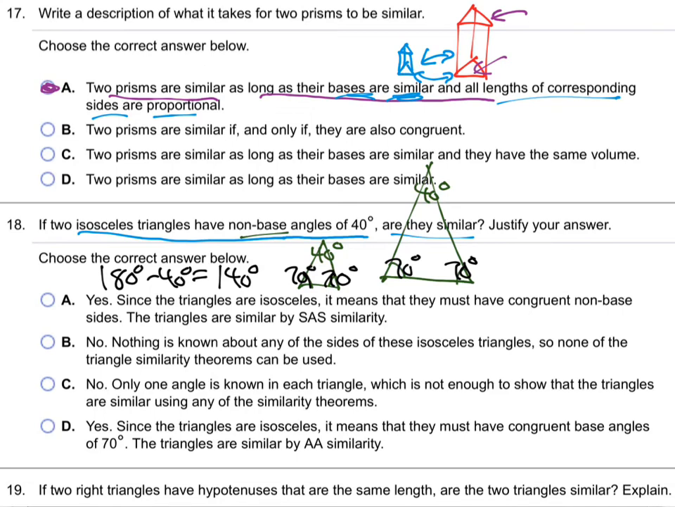If the top angles, the 40 and the 40, are the same and they're isosceles, that means the two bottom angles are equal. They're both 70. So yes, it's true. They must both be 70. They are, by AA, they've got to be similar.